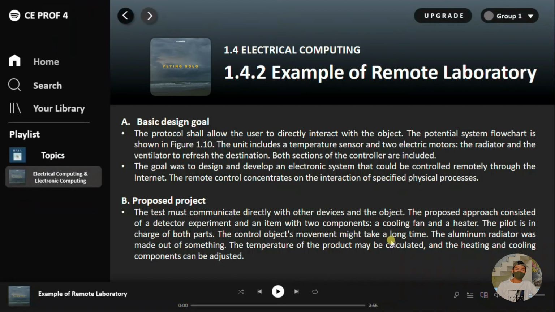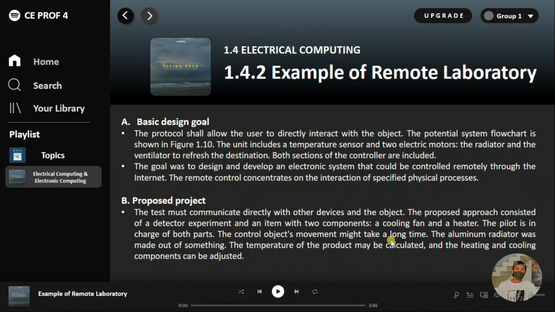So the unit includes a temperature sensor and 2 electrical motors, the radiator and the ventilator to refresh the destination. Both sections of the controller are included. So the goal was to design and develop an electronic system that could be controlled remotely through the internet. So the remote control concentrates on the interaction of specified physical processes. So basic design goals, kanang mag-develop og electrical system nga dali ra ma-access through internet.